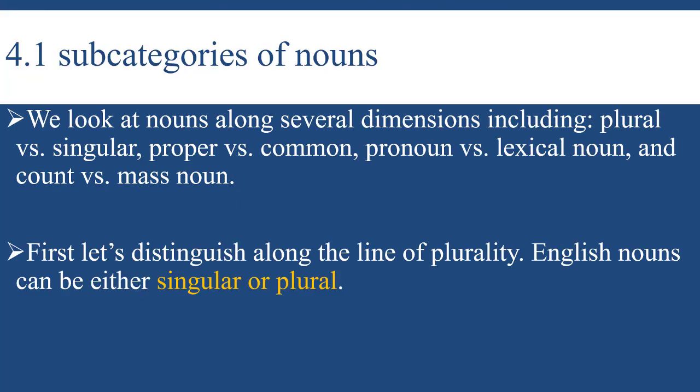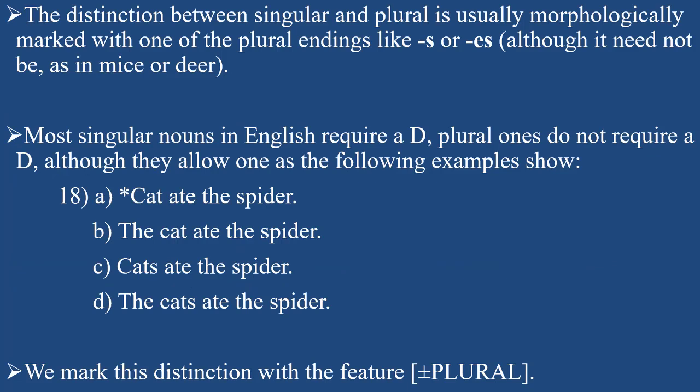Subcategories of nouns. We will look at nouns along several dimensions, including plural versus singular, proper versus common, and countable versus mass nouns. First, let's distinguish along the line of plurality. English nouns can be either singular or plural. The distinction is usually morphologically marked with one of the plural endings like s or es, although it need not be, as in mice or deer. Sometimes we have regular plurals, and sometimes irregular ones.